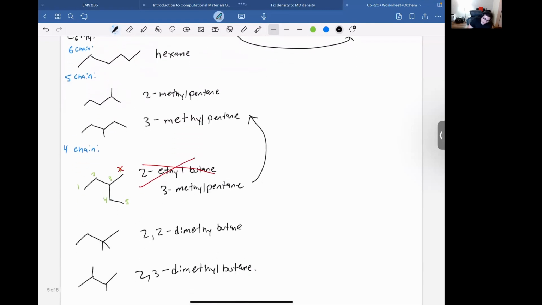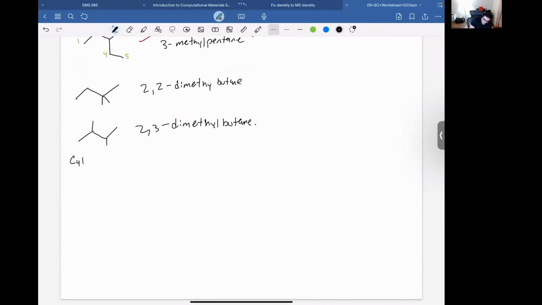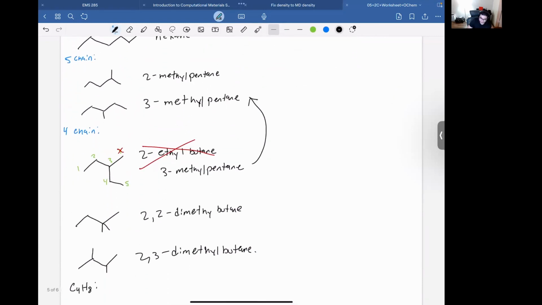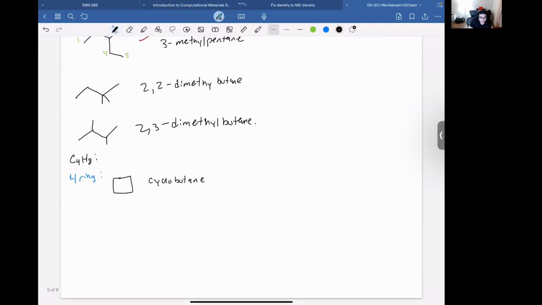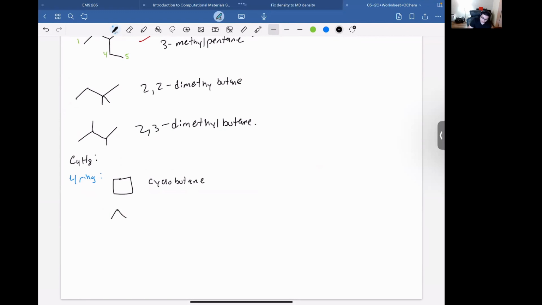Now we can move on to C4H8. So we know that this is going to be a ring, right? There's a ring of 4. There's only one way to draw that. That's cyclobutane, like that. Then we can also draw a 3-membered ring.